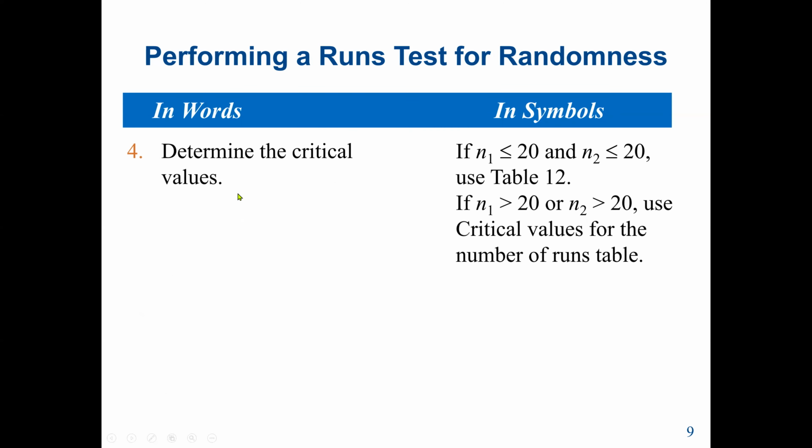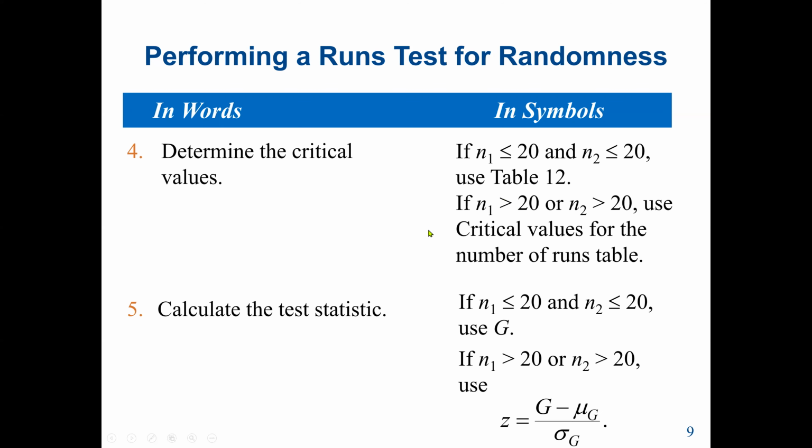Then we determine the critical values. If N1 is less than or equal to 20 and N2 is less than or equal to 20, then we use Table 12. Table 12, again, is the critical value for the number of runs table. If N1 is greater than 20 and N2 is greater than 20, we use the standard normal table because we are going to find the Z. After we know the critical value, we know the boundary between rejecting H0 and failing to reject H0. So what we need to find is the test statistic.